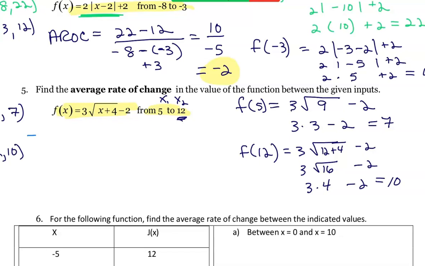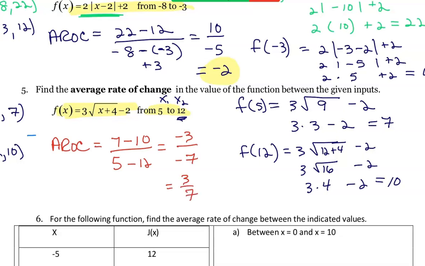Average rate of change, what is it? It is just the slope. So average rate of change, it's going to be a change in y over change in x. I'm just going to start 7 minus 10 over 5 minus 12. So that's a -3 over what? A -7. So if they're both negative, that's a positive 3/7, and that is my answer for the average rate of change for this problem.